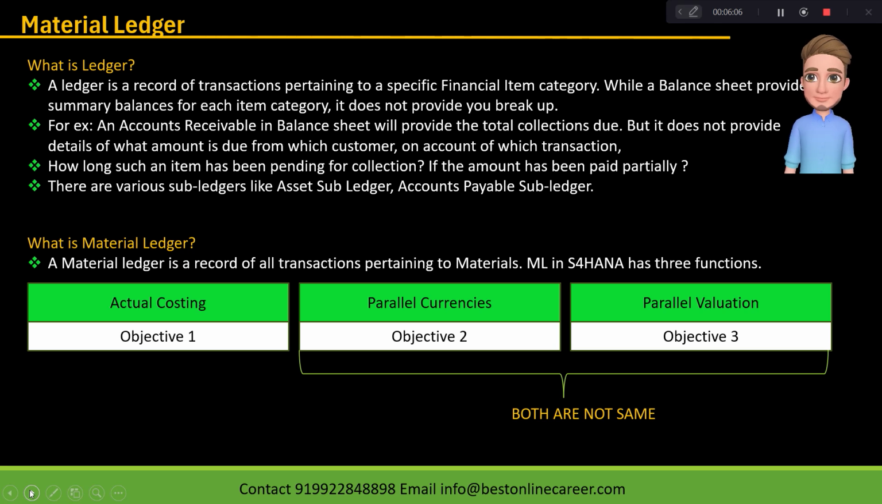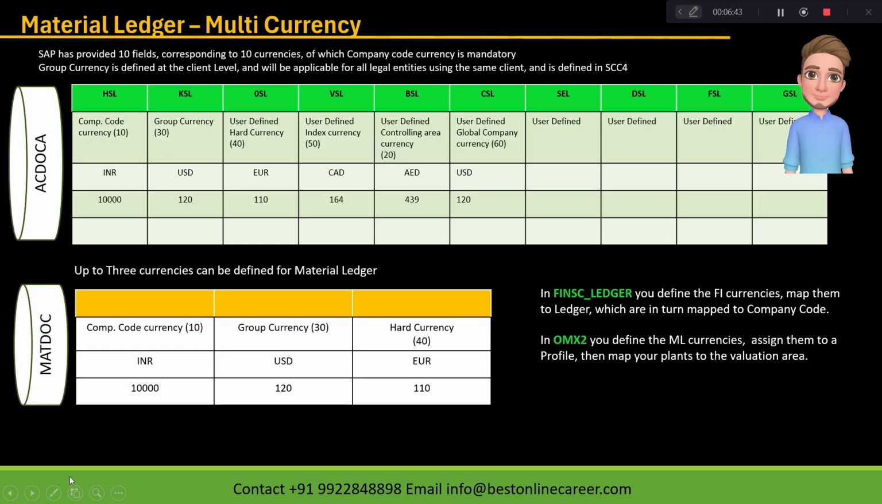Now in this session I am going to talk about another important aspect. Many people get confused here: what is this parallel currencies, what is this parallel valuation, etc. So for the purpose of this session I would like to request you to avoid thinking about actual costing, avoid thinking about moving average price, standard price, etc. Let us only think about parallel currencies, parallel valuation. Is that fine? Both are not the same, right? Both are not the same. This is something you have to very importantly remember. Now let me go to the next one.